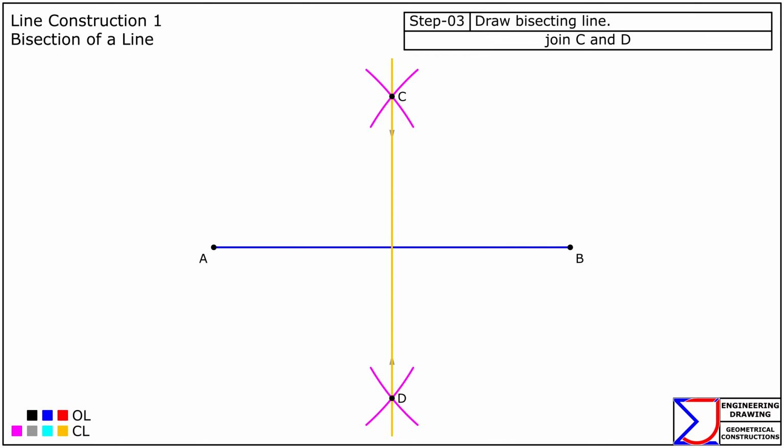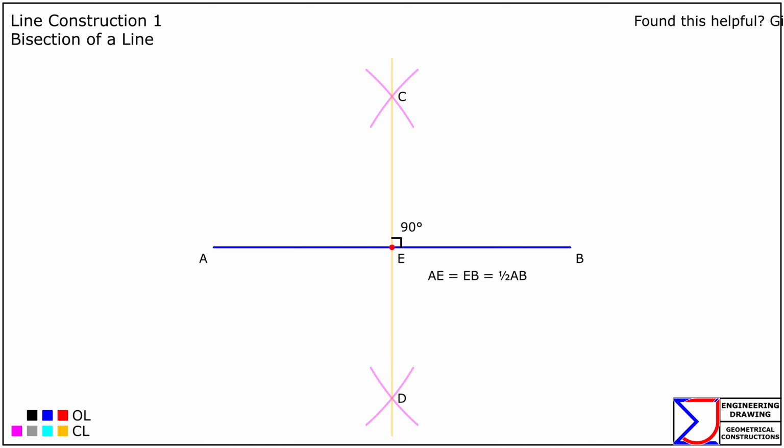This line cuts AB at point E. Hence, AE equals EB, which is half of AB. Additionally, line CD bisects AB at right angles. This is a simple and reliable method to bisect a line accurately.